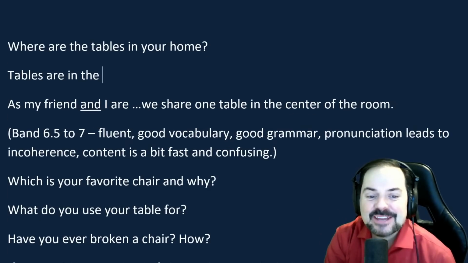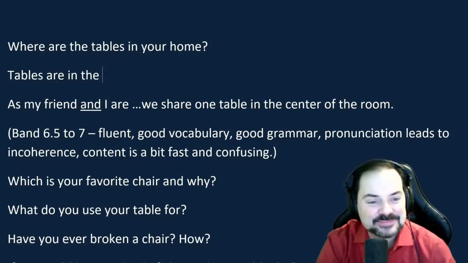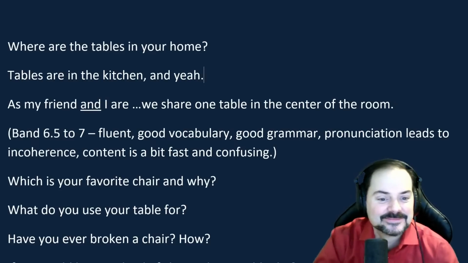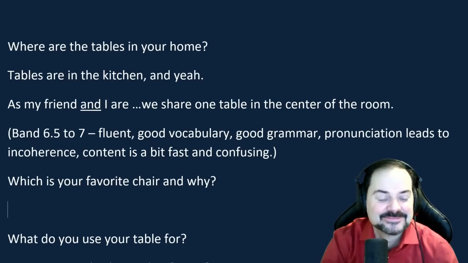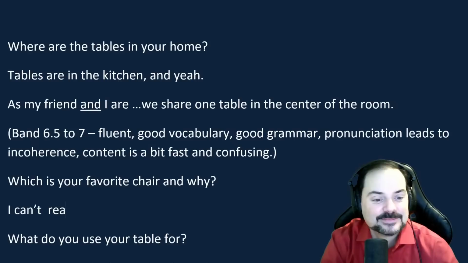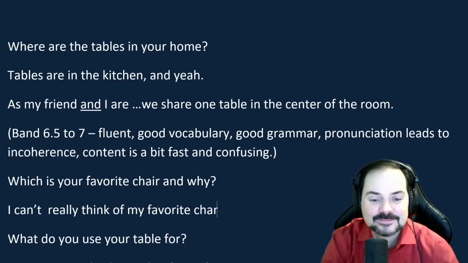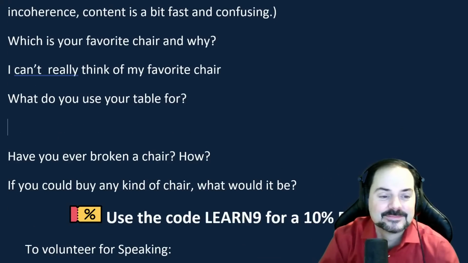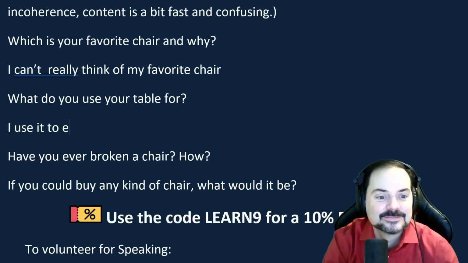Which is your favorite chair and why? Favorite chair? I don't really have a favorite chair. So, yeah, I can't really think of my favorite chair. What do you use your table for? I use it to eat food, obviously, and yeah.